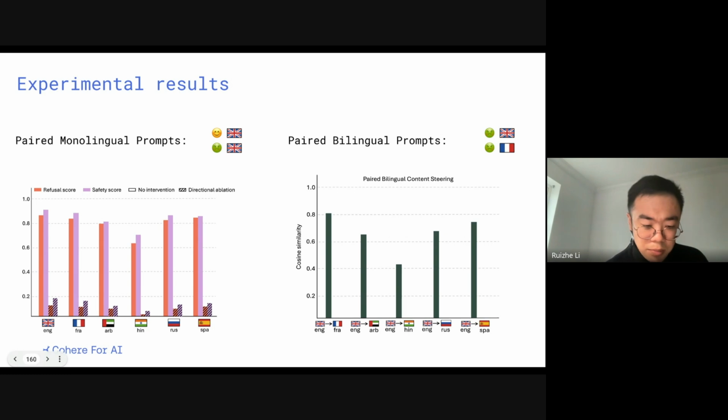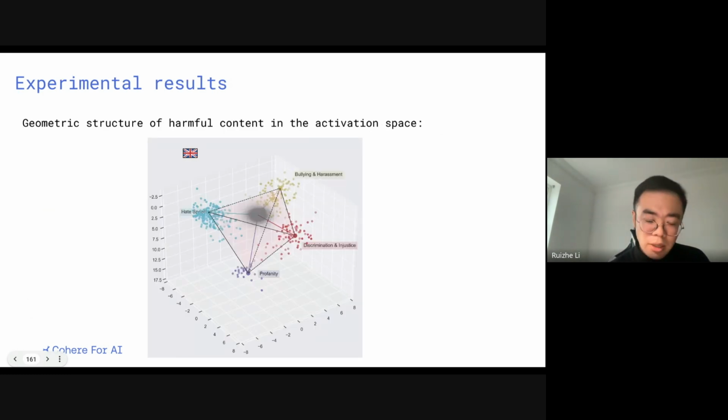The final experiment explores the geometric structure of different harmful topics in the projected 3D activation space under the multilingual setting. Here we visualize the English activation space, showing four harmful topics from the Aya red teaming dataset in English, and we can see that hate speech, bullying, and discrimination are close to each other compared to the profanity topic. This is because there were some overlaps between these three topics when we investigated the datasets, and it also means it will be much harder to steer those similar topics in the activation space compared to more distinguished harmful content.